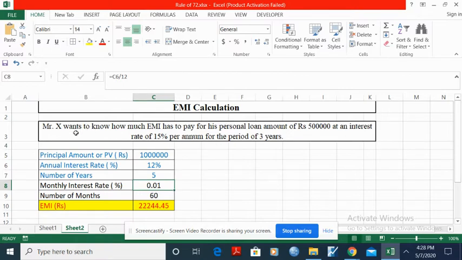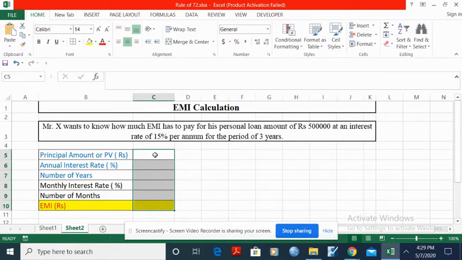To simplify further, Mr. X wants to take a loan of 5 lakh rupees. He approaches a bank that charges 15 percent per year, and the repayment period they fixed is 3 years. So how do we calculate this EMI?